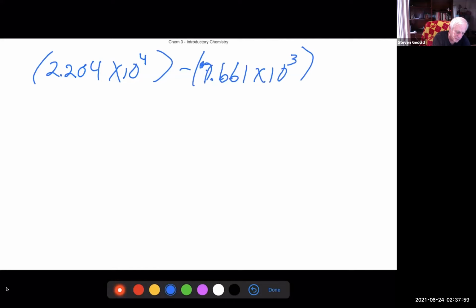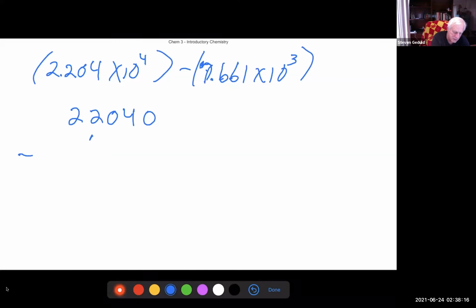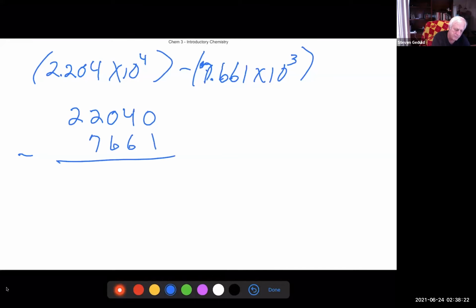So this becomes 22,040, right? Let's move this place 1, 2, 3, 4. And then minus 7.661 times 10 to the third, move 1, 2, 3. So 7,661. Those are the numbers written out into decimal form from their exponents. So far, so good? Yeah.